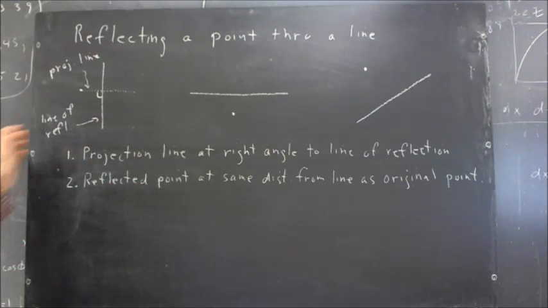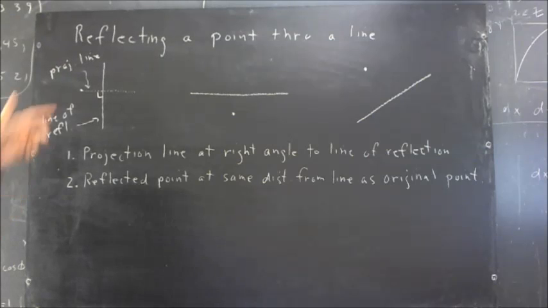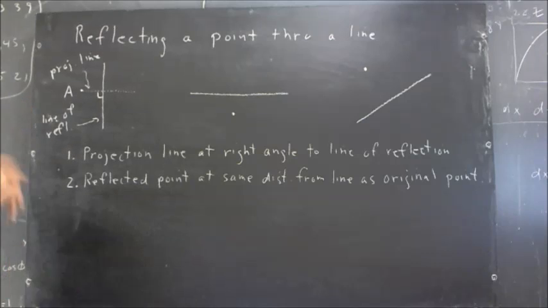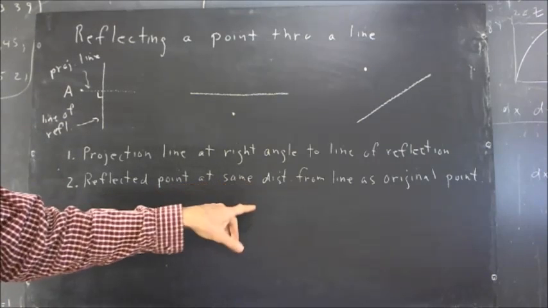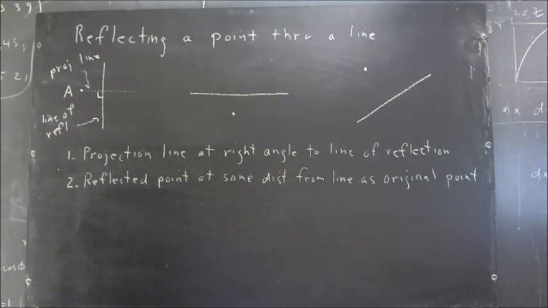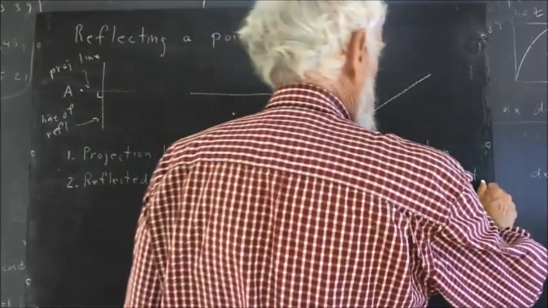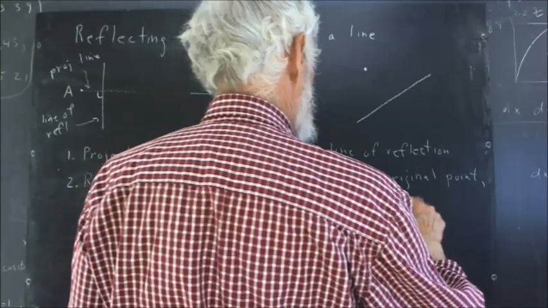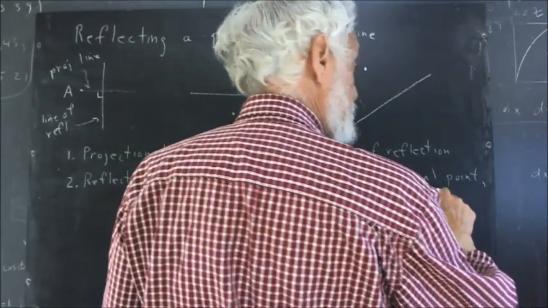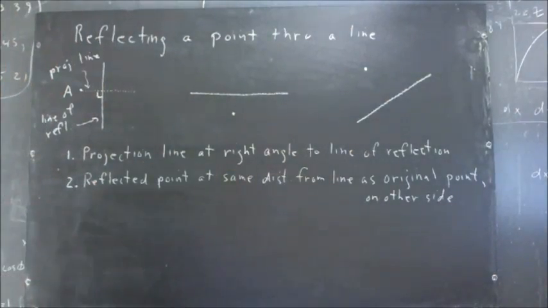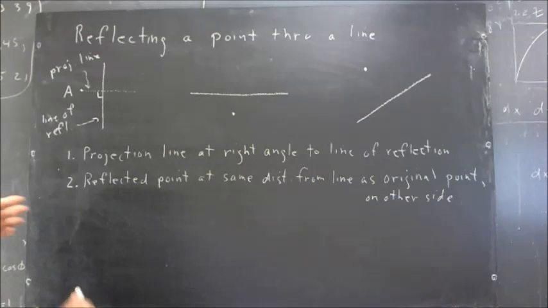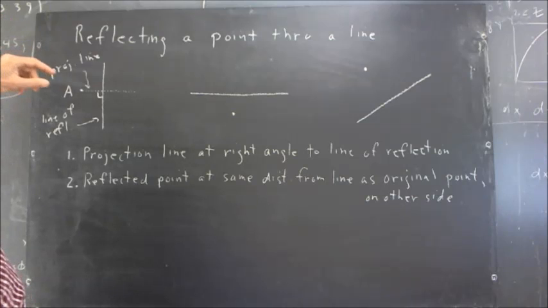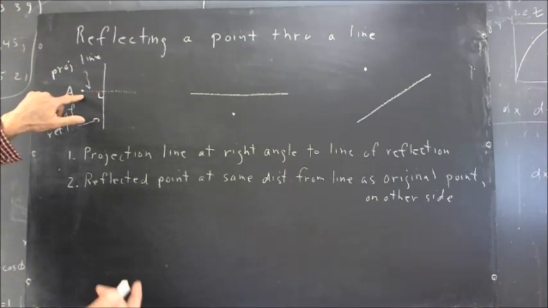The other characteristic of the reflection of a point, and let's give this point a name, let's call the point A, is that the reflected point has to be at the same distance from the line as the original point, and I should add, on the other side. Okay, so it has to be on the other side of the line, because if it was on the projection line on the same side, then it would just be the same point.